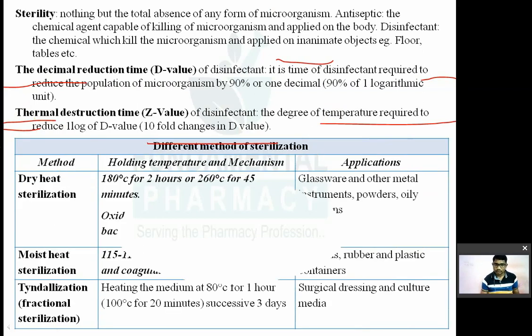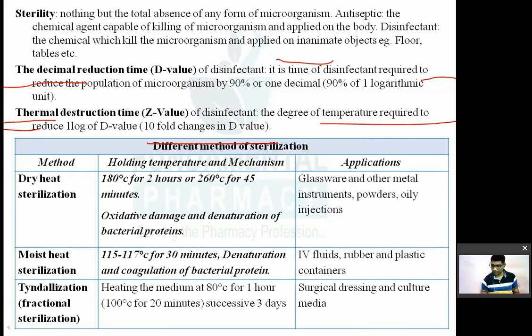Then different methods of sterilization, as we have seen already yesterday, but still for recording purpose I have to take it once again. So different methods for sterilization. Each and every single method has a different mechanism, different advantages, different disadvantages. Okay, I'm not going into the detail of advantages and disadvantages because that is not important for UGPAT.